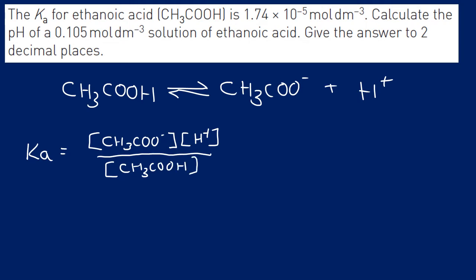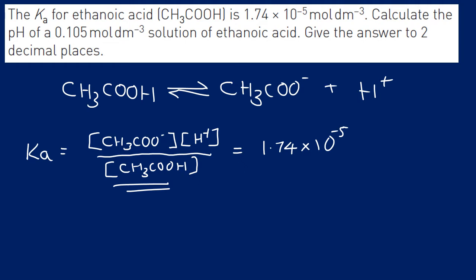Now, we know a value for Ka. We know that this is equal to 1.74 times 10 to the minus 5. Notice how it's a very small value, and that makes sense, because equilibrium lies massively on the left, and Ka values will always be small. And we've got a concentration of the acid, so we know that this value here is 0.105.